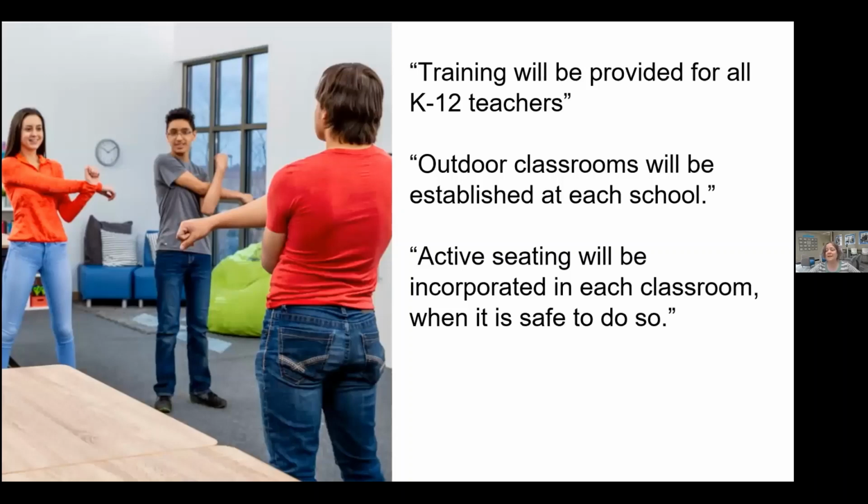Again, training is key here. Training will be provided for all teachers K through 12 on how to incorporate physical activity in the classroom. If you put that right into your policy, then you know that training will happen. Outdoor classrooms will be established. Active seating will be incorporated. These are all things that you can put in your policy in addition to implementing.